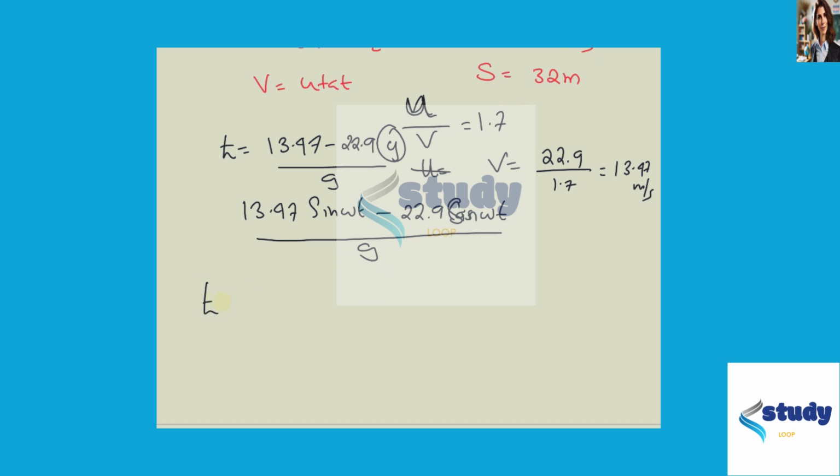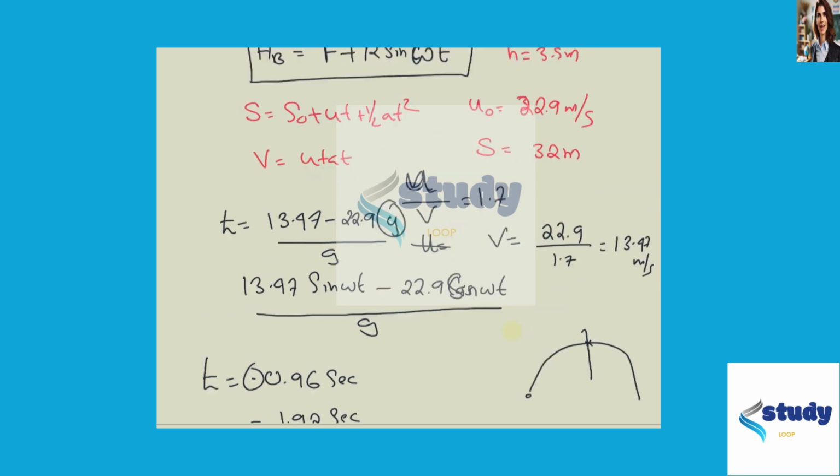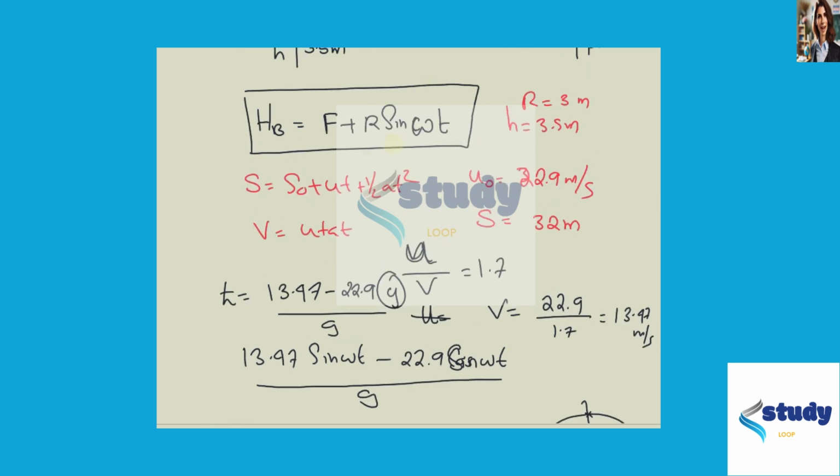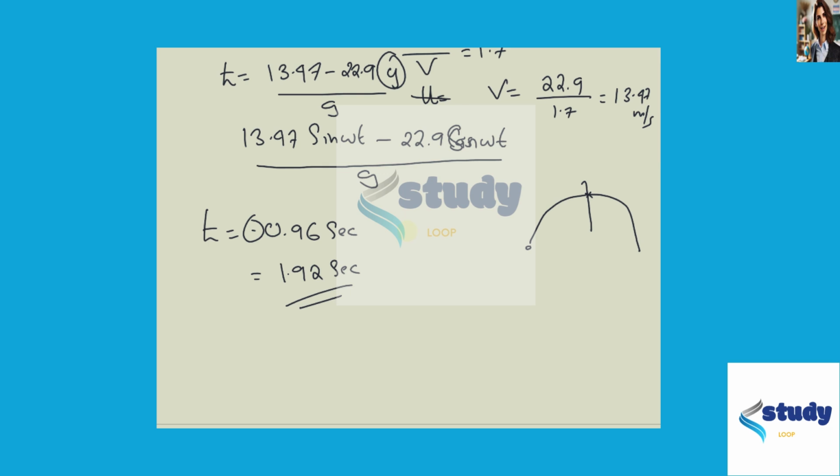So you'll get the time equal to 0.96 seconds with a minus sign. The trajectory has symmetry, so there is two times that, from minimum to maximum. That will be equal to 1.92 seconds. That is the trajectory time period. Once we got the time period, with sine omega t there, that is the time period of oscillation of that trajectory.